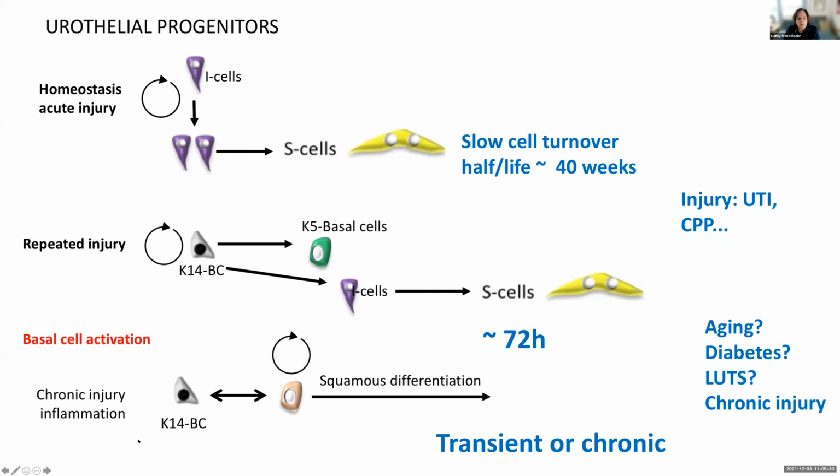But there is another program that we've identified, which we call basal cell activation, that occurs in the skin and the airways, which is a response to injury, wound healing. In this situation, the basal cell progenitor, instead of making urothelial cells, begins making squamous cells, and they express markers like keratin 6A that are never expressed in the healthy urothelium. So this can be a transient effect, or it can be a chronic effect, which can lead to other problems, and this may occur in aging, diabetes, LUTs, and chronic injury. So that's one of the things we want to look at, and we want to understand whether it's possible to fix some of these defects with reagents.